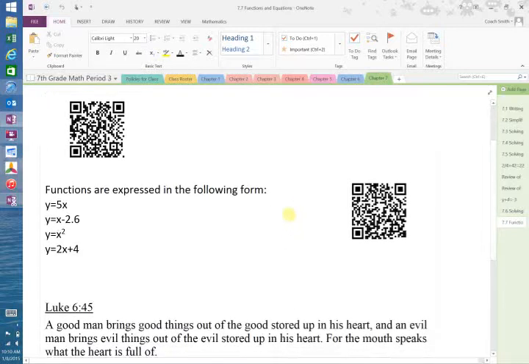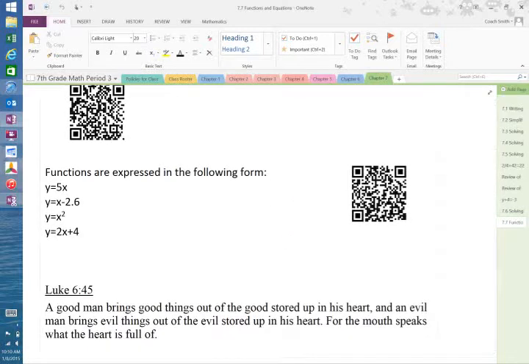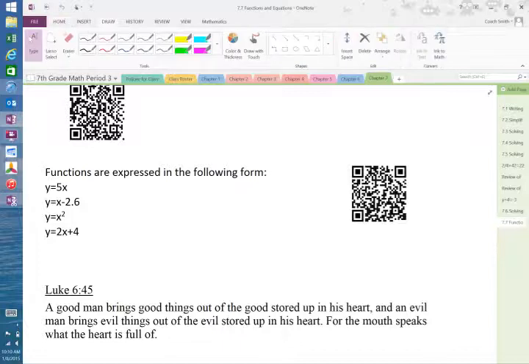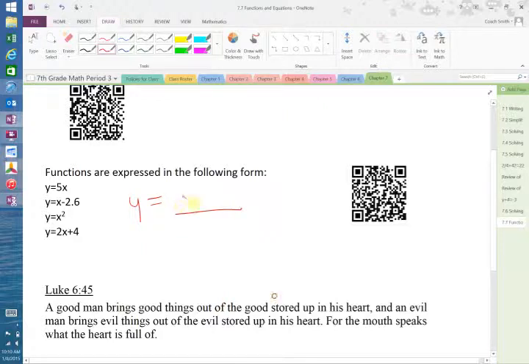Now, functions can be expressed in the following form. Here's how a function is going to be expressed: y equals something, and the something is going to have an x. That something could be, for example, y = 5x, or y = x - 2.6, or y = x², or y = 2x + 4. I'm going to show you examples of some of those in a second. Whatever it is, it must be y equals and then something.